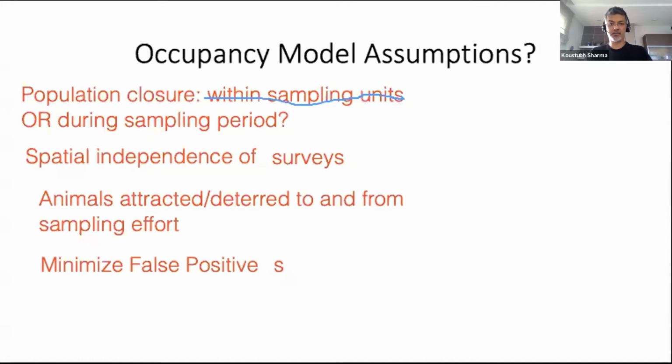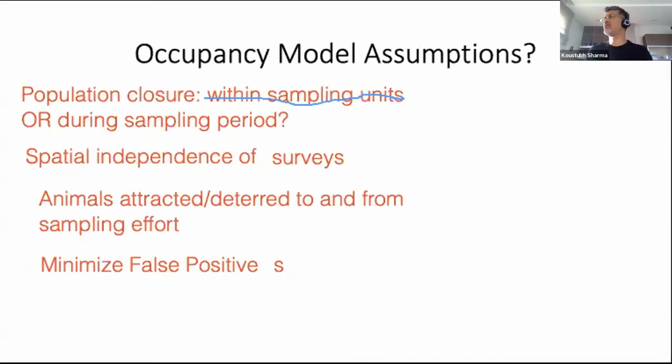Great. Any other points? Chloe says, in general, try not to violate the assumption of monotonicity of the detection function. Yes, again, a good point, Chloe.